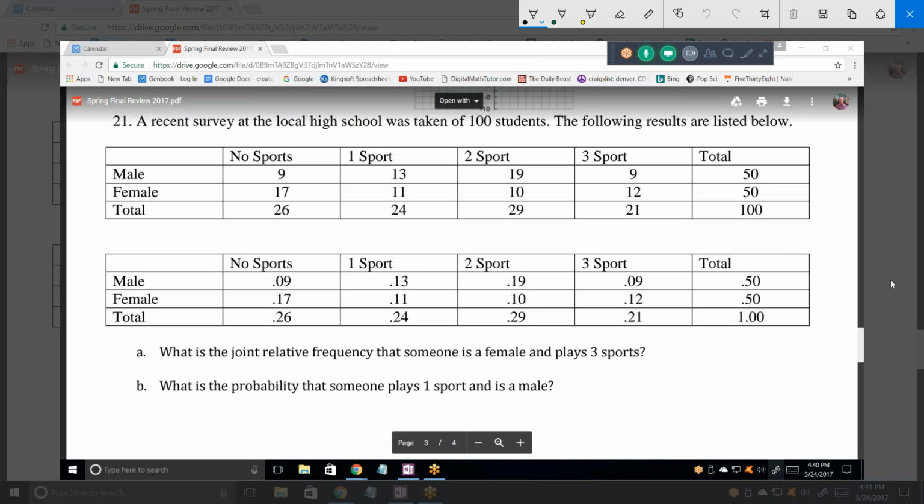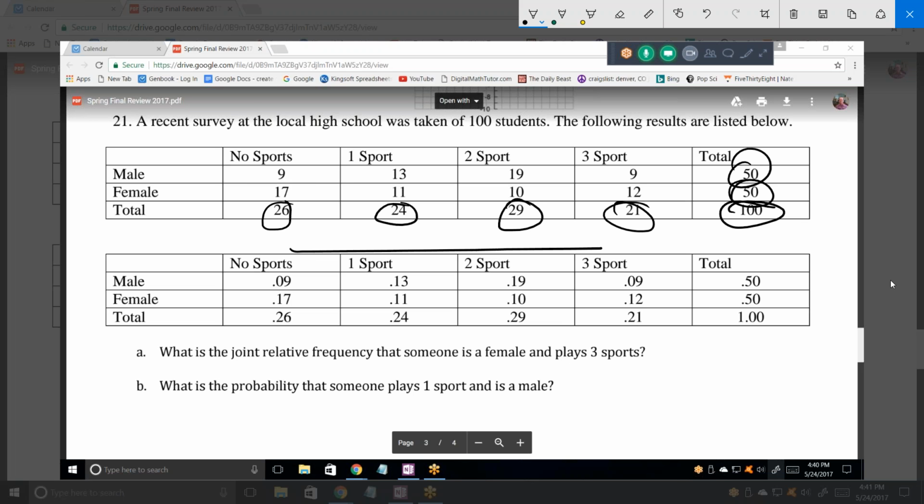Whenever you have a table where in this case, there's actually 8 possibilities, right? You can be a male who does no sports, or does 1 sport, or does 2 sports, or 3 sports. That's 4 possibilities. And you can be a female who does those same 4 choices. So that's 4 more possibilities. So we've got lots of combinations. The one thing we know is that we have 100 students. 50 males, 50 females. We have 26 students playing no sports, 24 students playing 1 sport, 29 playing 2, 21 playing 3. Those have to add up to 100 also.